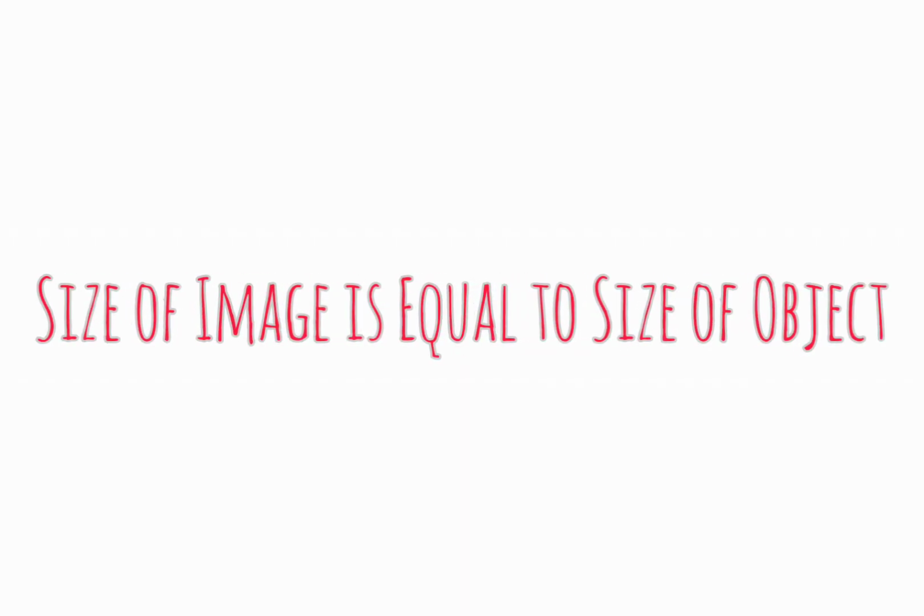Second point, the size of the image is equal to the size of the object. Now observe your face in the mirror. You will notice that the size of the image is exactly the same as the size of your face. So we can say the size of the image is always equal to the size of the object. This is the second point of the characteristics of the image formed by a mirror.